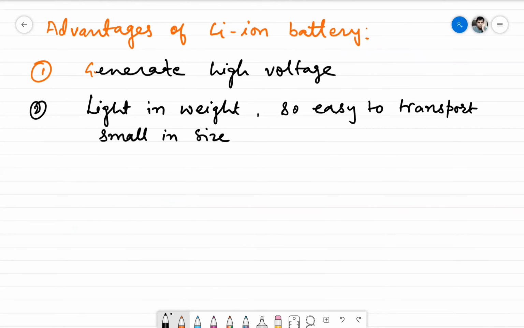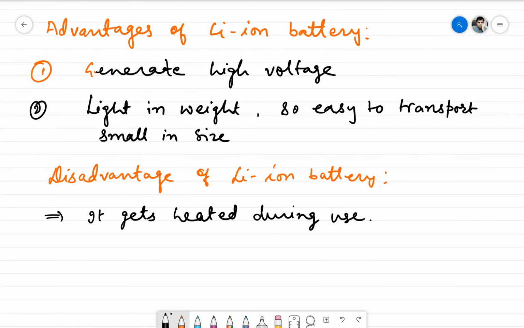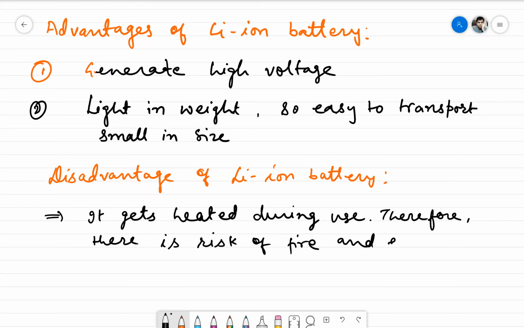So let's write the disadvantages. The battery gets heated easily during use, therefore there is a risk of fire and explosion.